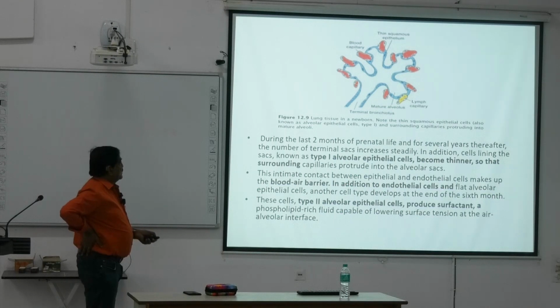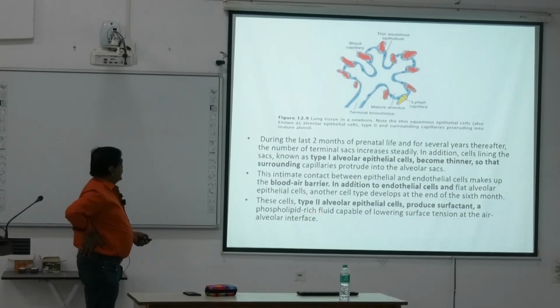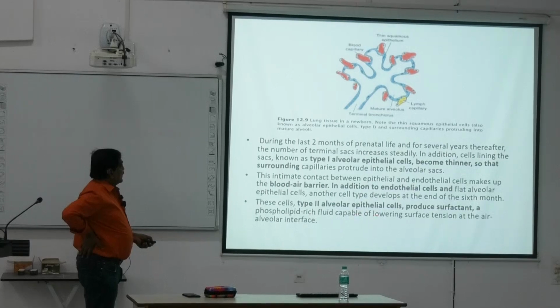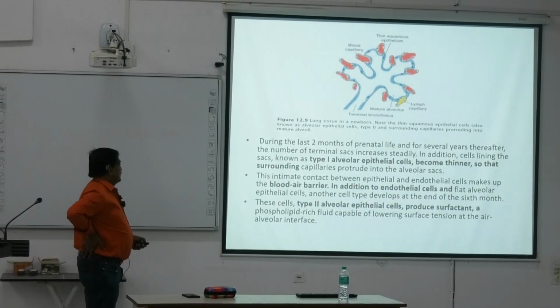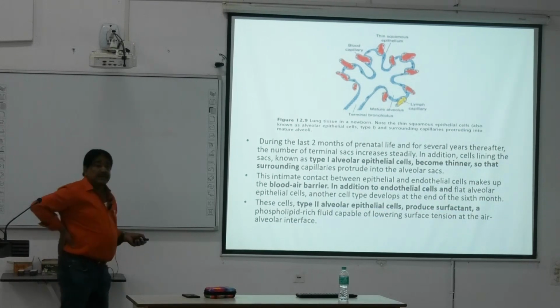In addition to endothelial cells and flat alveolar epithelial cells, another cell type develops at the end of the 6th month. These cells, type 2 alveolar epithelial cells, produce surfactant, a phospholipid-rich fluid capable of lowering surface tension at the air-alveolar space. Now, there might be some abnormalities in these cells.